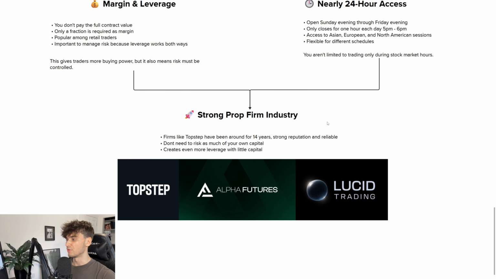The reason why this is so good in the futures space is because we have firms like Top Step that have been around for like 14 years and a lot of other reputable prop firms as well. There's a lot of Forex prop firms that aren't as reliable because usually they're CFD, which means that they're not traded on a central exchange, so it's not as regulated. Futures also has lots of prop firms that are reliable and have been around for a long time. So these are just a few of the prop firms, but Top Step, Alpha, and Lucid are some of the best ones that you can trade. If you want to look up a list of prop firms, there's tons of different websites that you can do that. These are some of the main ones that I use in the futures space.